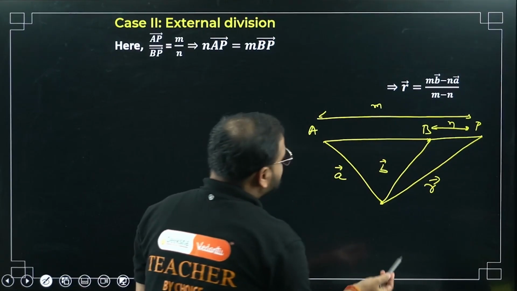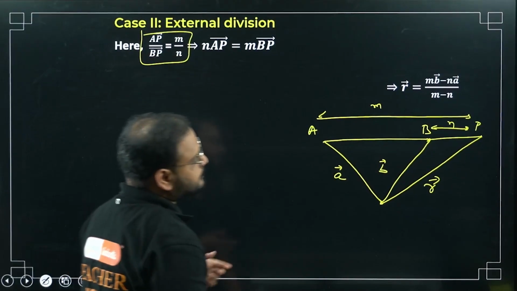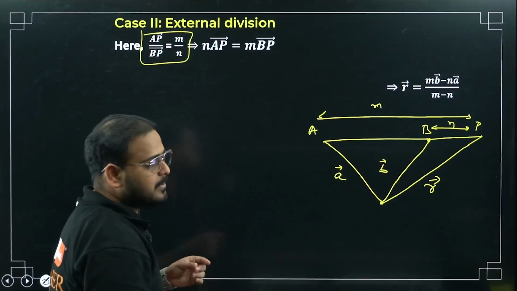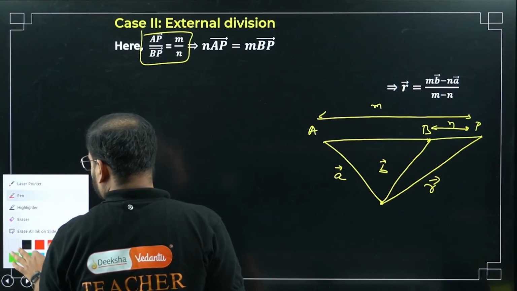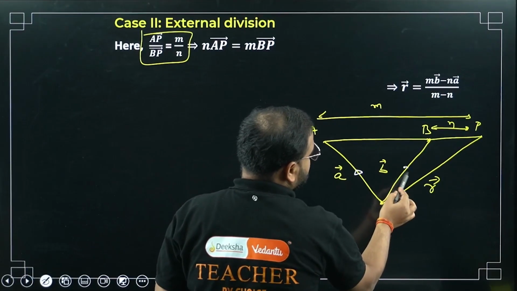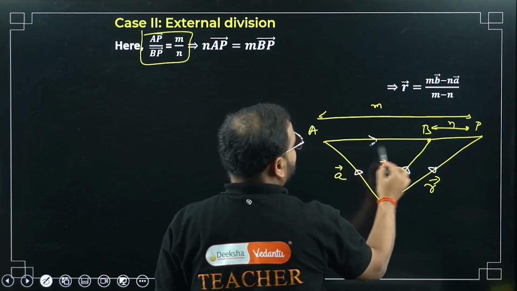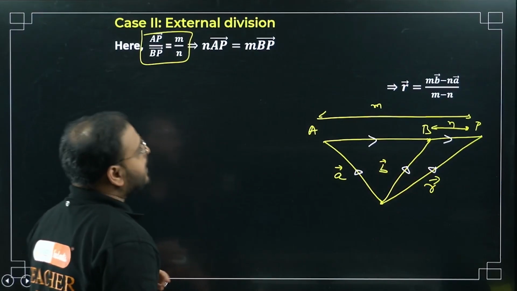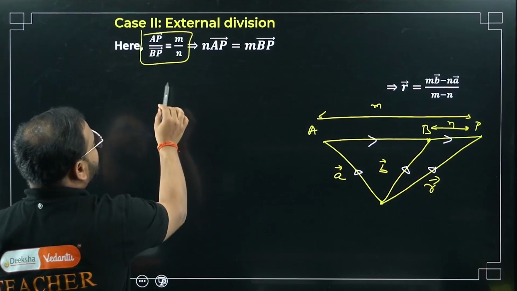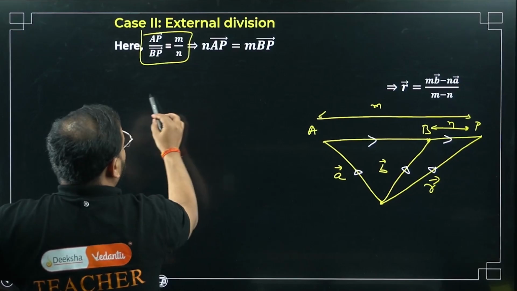So again we have the same condition. I'll write this. It's written over here. AP to BP this time, not PB. Please check. I'll give you the direction sense also. So OA is like this, OB is like this, OP is like this, okay? AB is like this, and BP is like this. So same thing you have to use. AP to BP equals M by N.